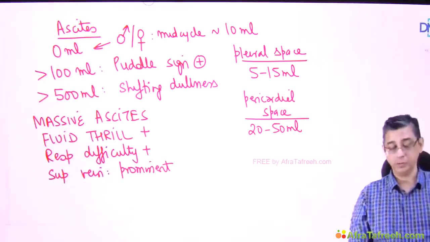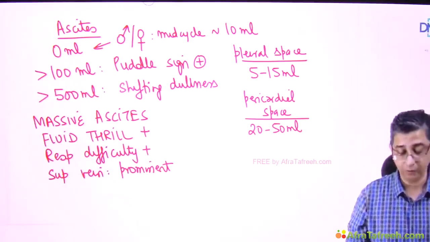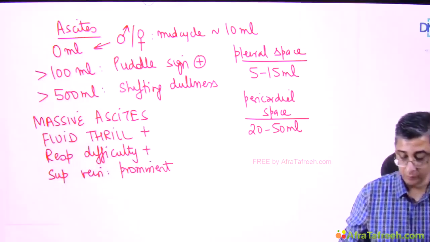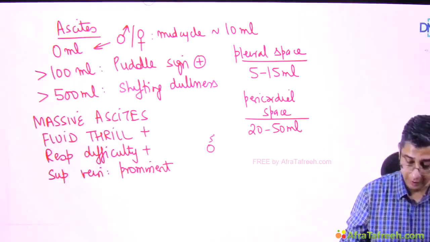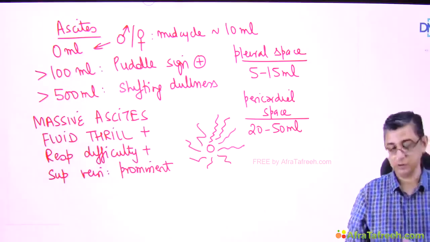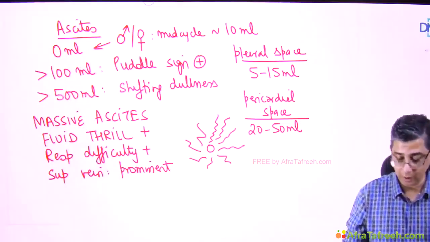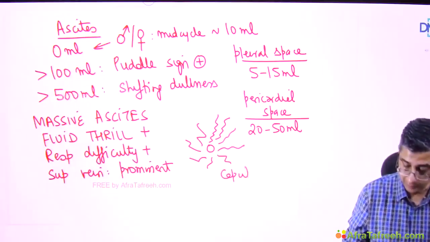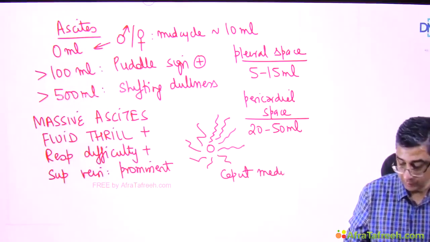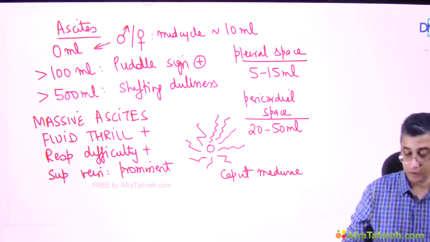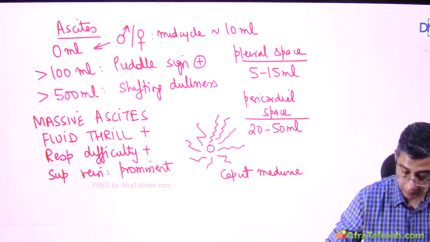Caput medusae at this point of time might be well developed. In fact, one of the indicators that portal hypertension and ascites both have now progressed in the patient is development of caput medusae. The superficial veins will be very prominent on the abdominal wall and caput medusae would be visible. Do remember the fact that in caput medusae the flow of blood is not towards the umbilicus, the flow of blood is away from the umbilicus.